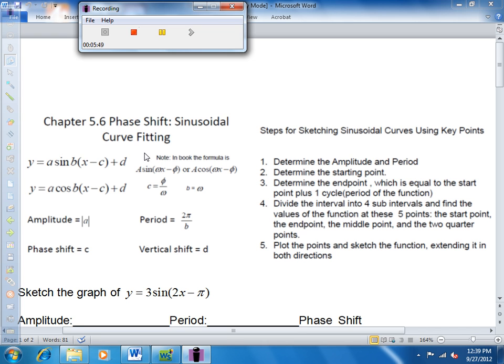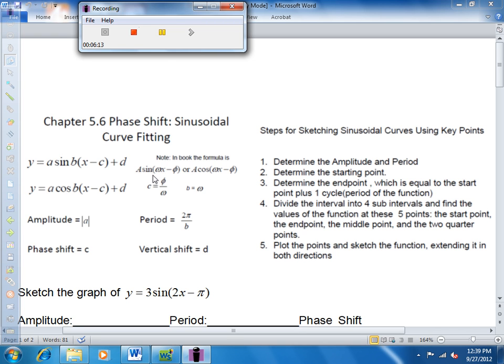Anyway, this one has to do with phase shifting. In the last section, we talked about changing the amplitude, which is this letter, and the frequency, which is this letter. Now we're going to deal a little bit more with this thing, which you kind of did on that map that I gave you. This is called the phase shift, and this is the vertical shift. In your book, they have it in a different format: y equals a, omega. This omega is exactly the same as my b. It's the same number.